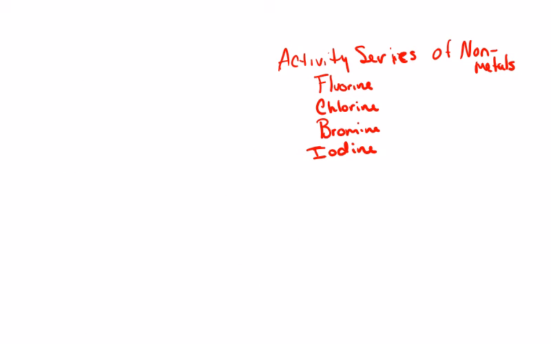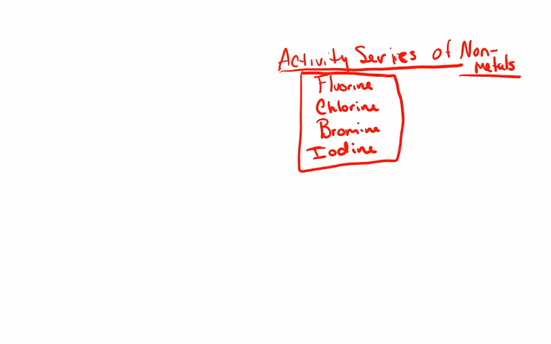The last part of this activity series in these single replacement reactions deals with the activity of nonmetals. And there's only 4 nonmetals that are actually listed, and the nonmetal activity series is in your notes. And those are fluorine, chlorine, bromine, iodine. Same rules apply here. If I'm trying to replace one nonmetal with another, it better be higher on the activity series so that that can happen.